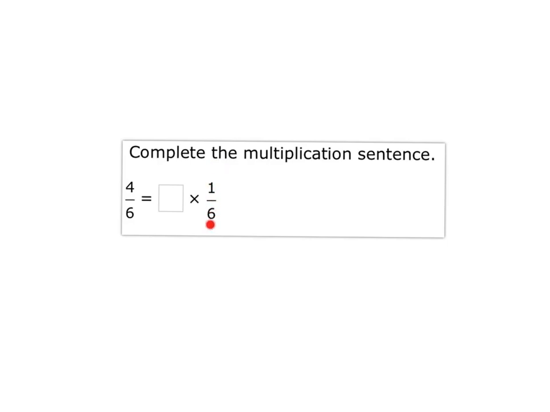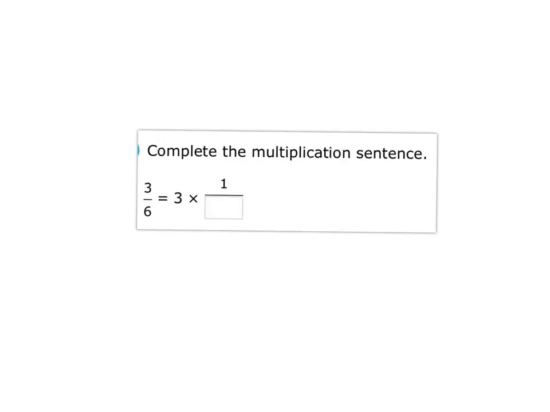How many 1/6 to get 4/6? 4 times 1/6 would make that 4/6. And if you have 3 whole, what fraction are you multiplying by to get 3/6? Well, we know if we do that shortcut, that parent's way, we do whole number times numerator, and then we keep that denominator the same. So it should be a 6.